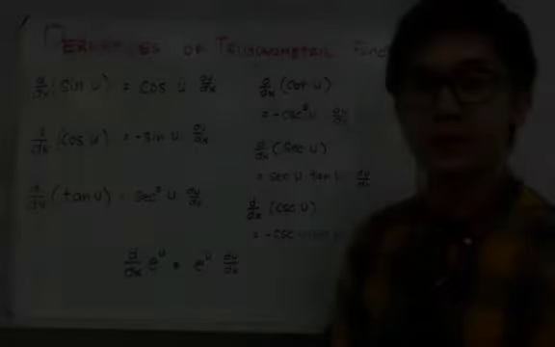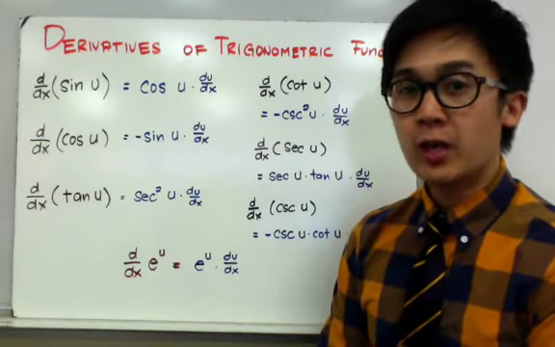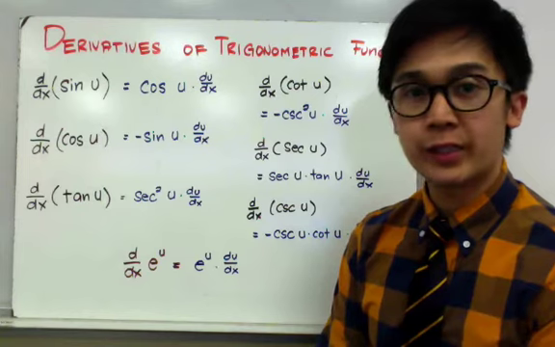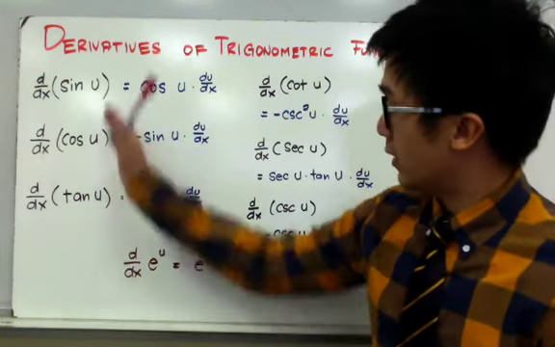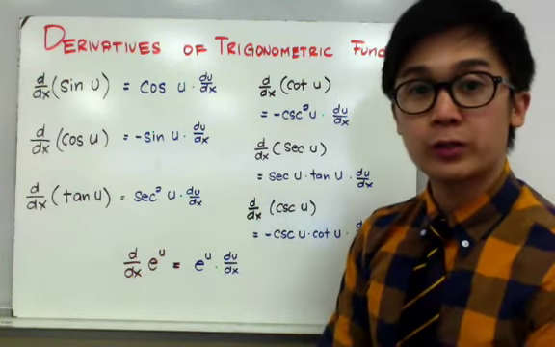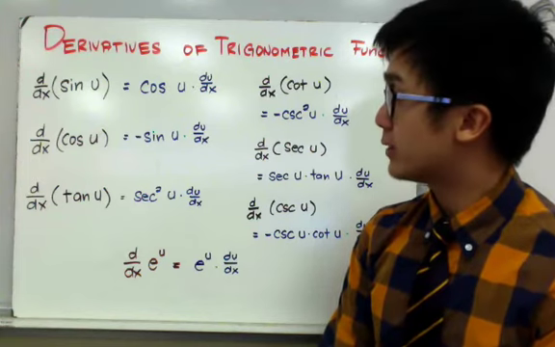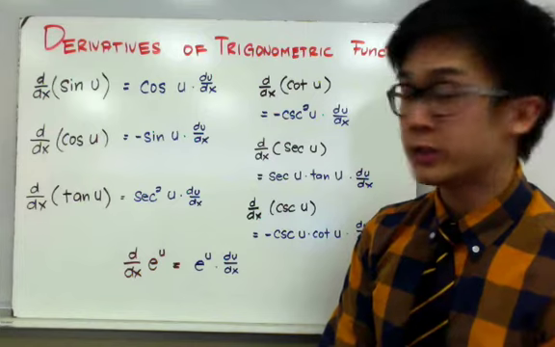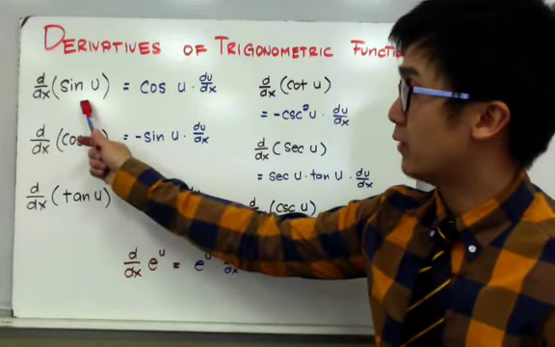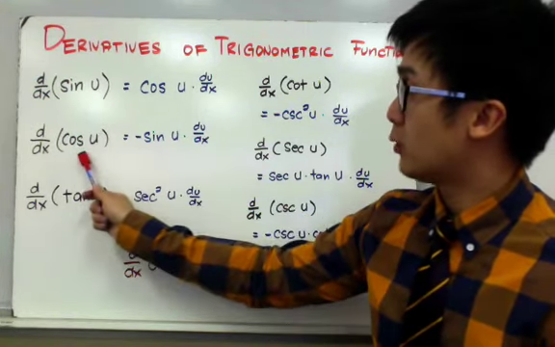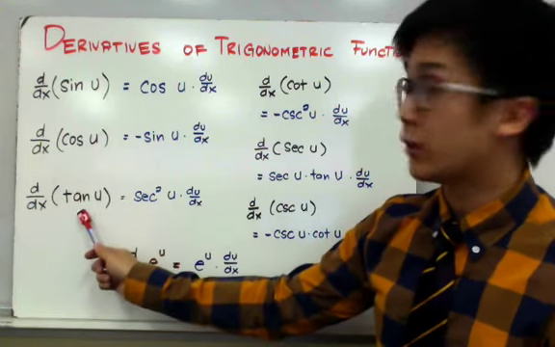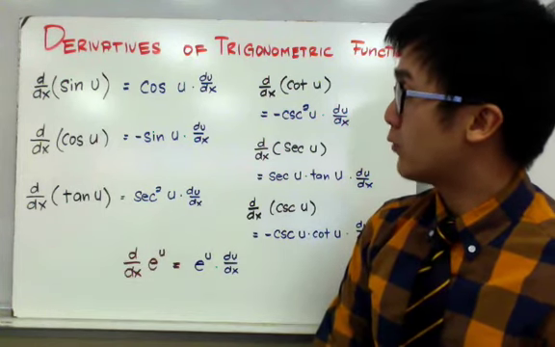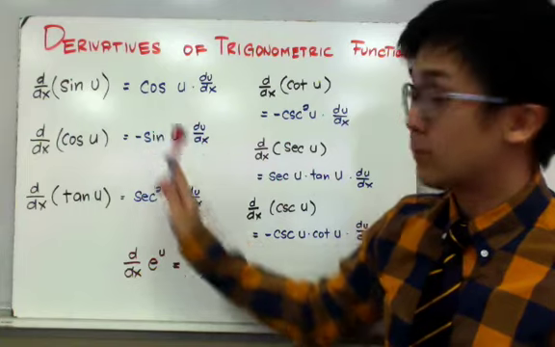In finding the derivative of trigonometric functions, we have some set of formulas that we need to memorize. Here is the list of formulas that we're going to use today. We're going to use 6 formulas for the derivatives of basic trig functions. We have the derivative of sine u, the derivative of cosine u, and the derivative of tan u. And each of these formulas has similar behavior.